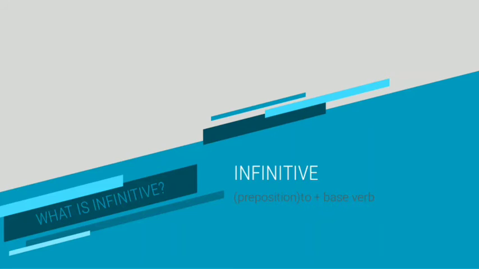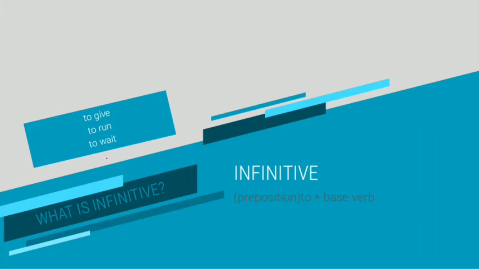The next is the infinitive. So what is an infinitive? An infinitive is a verbal consisting of to plus a verb, and it acts like the subject, the object, subject complement, adjective, or adverb in a sentence. Infinitives are easy to identify because they are written with to plus a verb. For example, to give, to run, to wait.